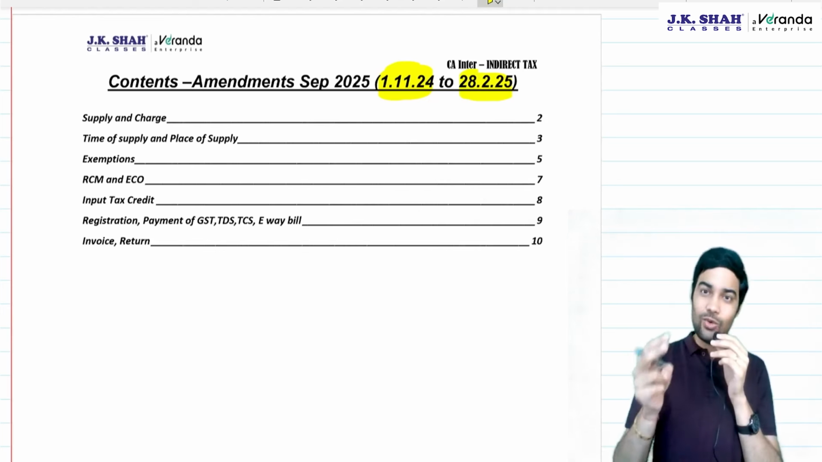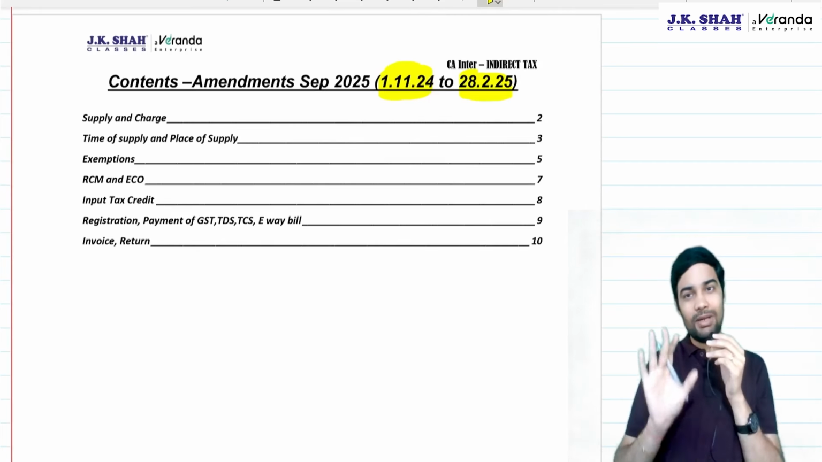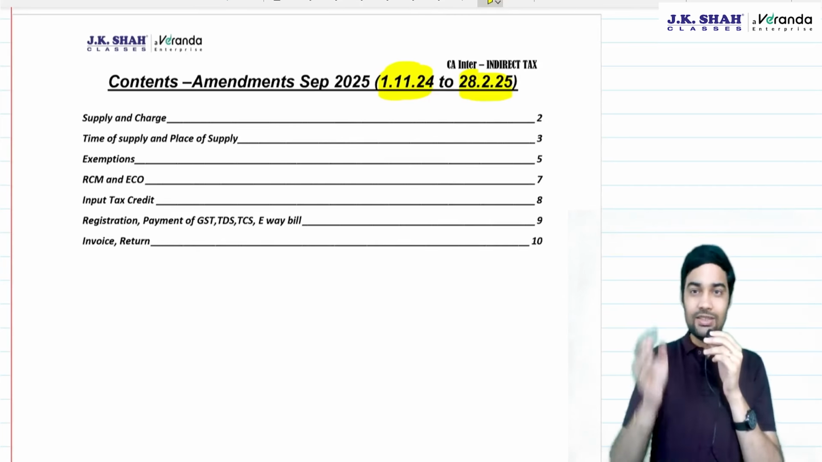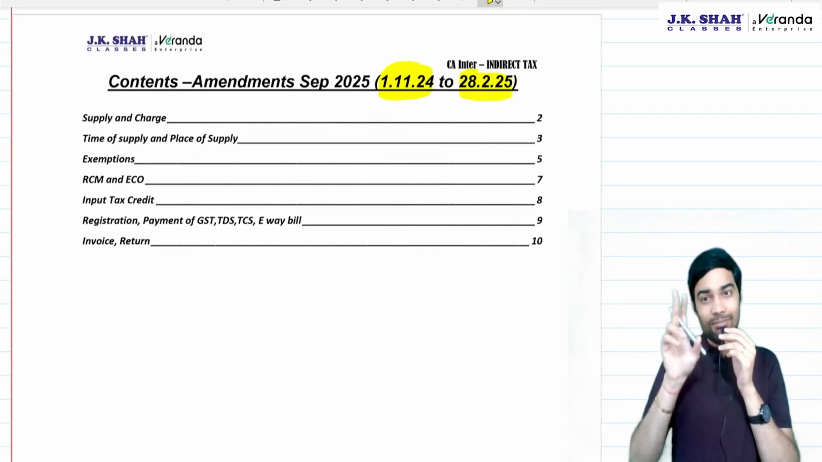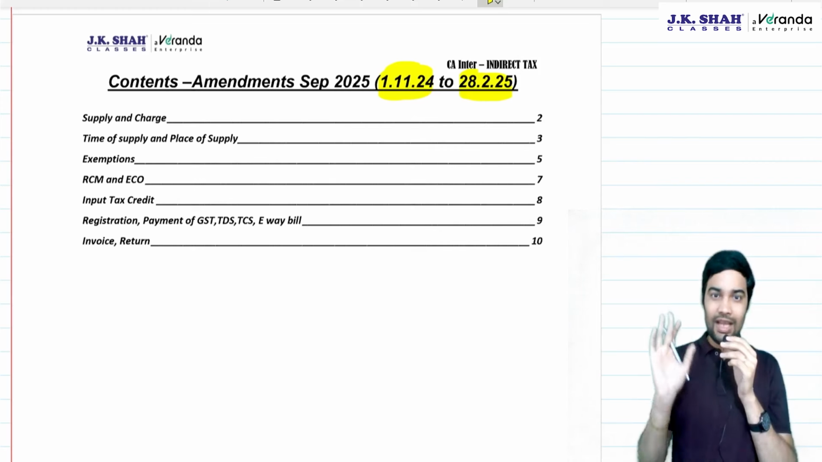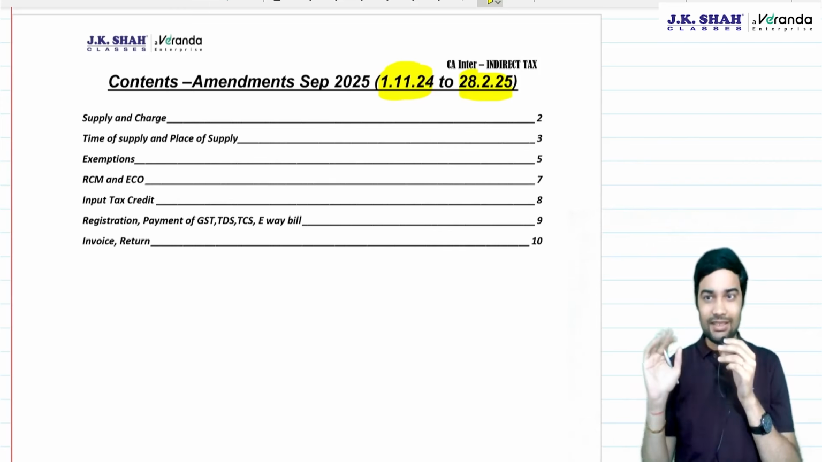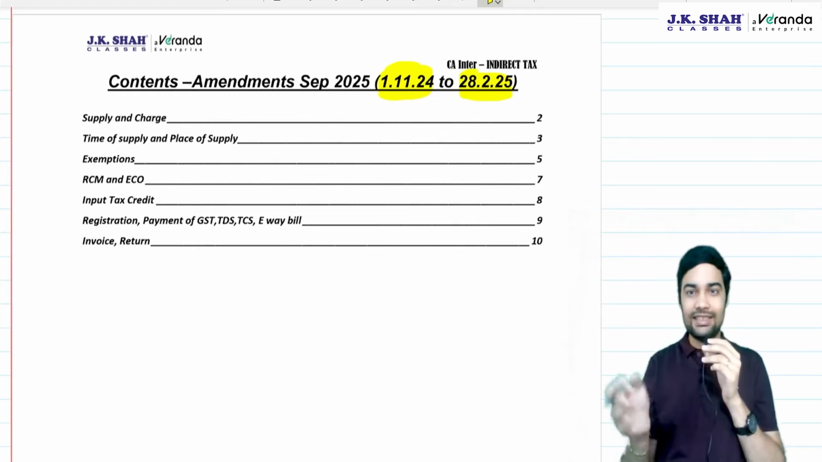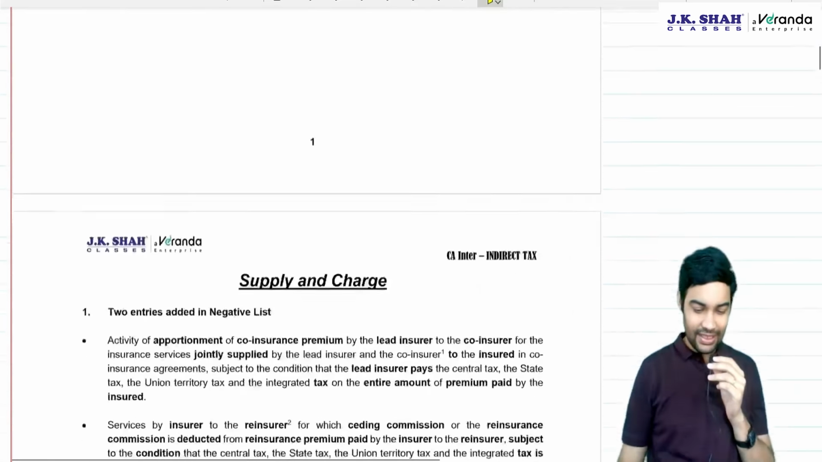are already included in May 25 study material. Those amendments are also included. So something which was not applicable for May 25 but was there in May 25 module, that is also included in this. That is the whole picture of these amendments. Now let's start understanding each and every amendment which has happened.